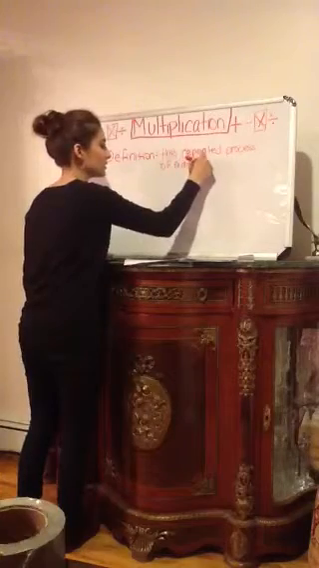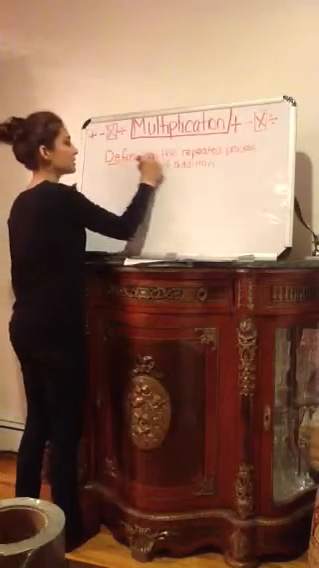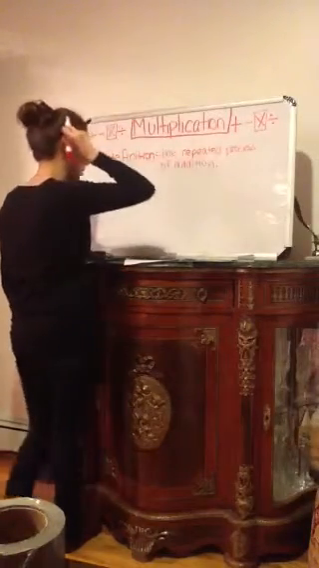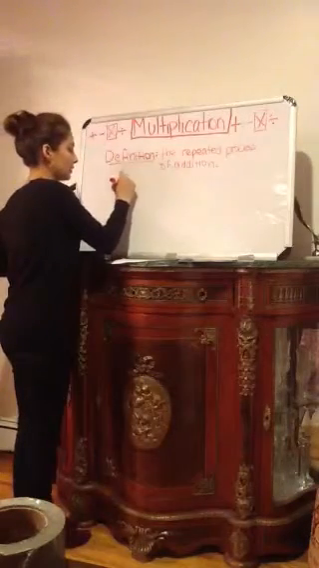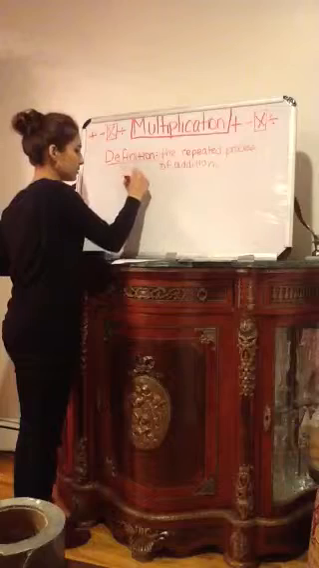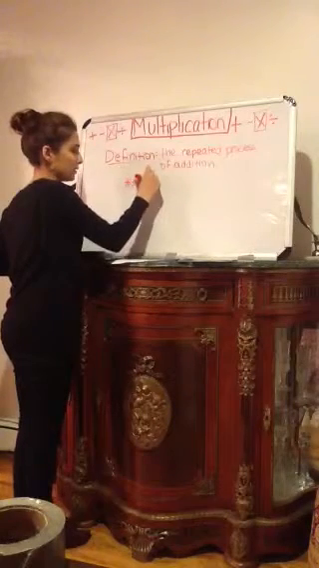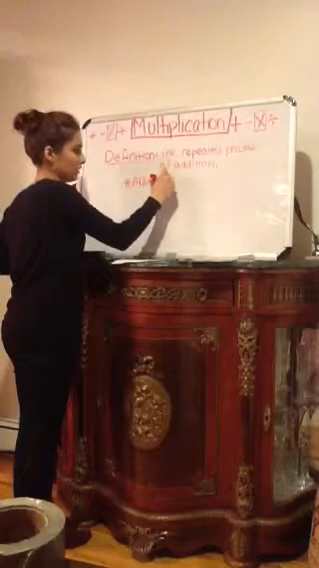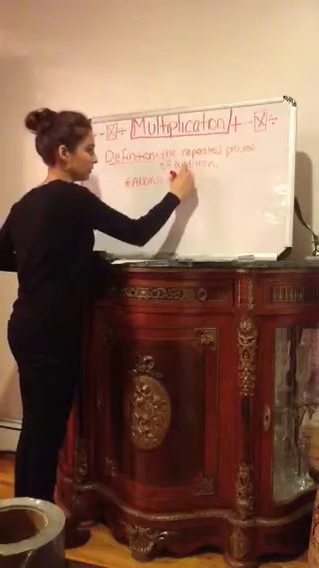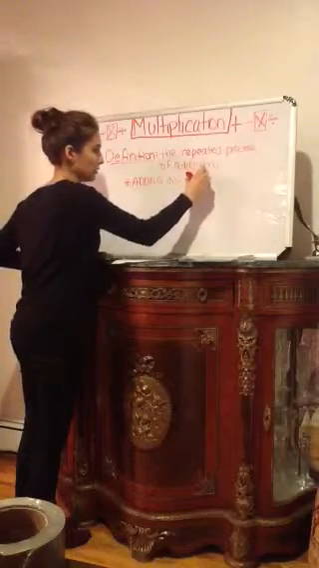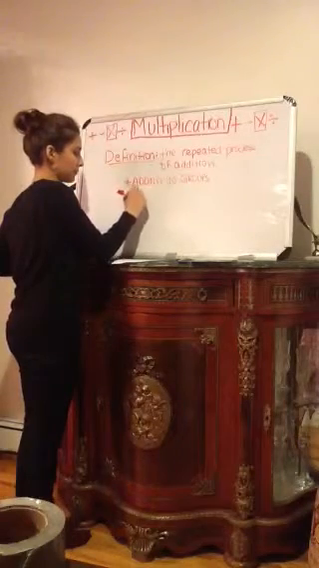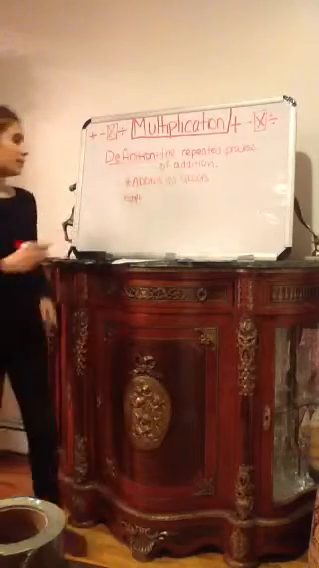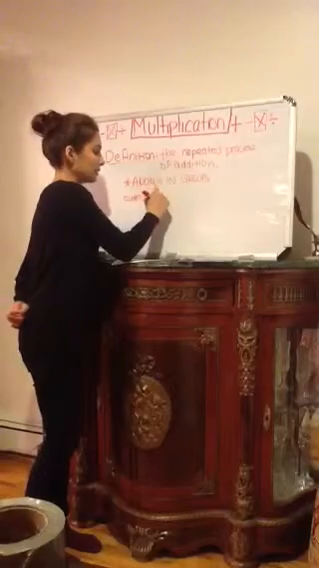So multiplication is the repeated process of addition. In other words, we can add numbers in groups. So for example, we have the problem 3 times 7.